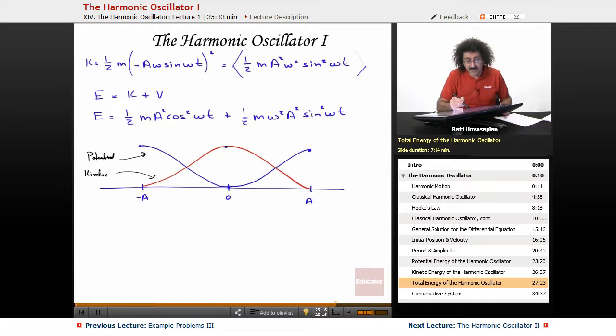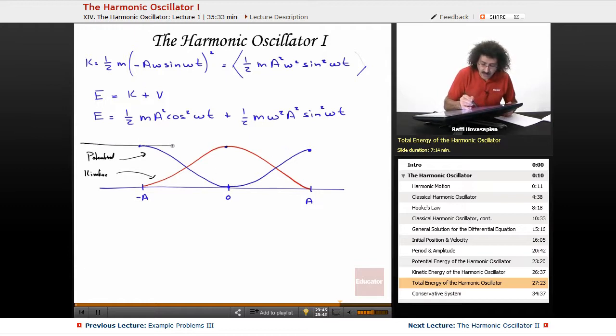As it passes through the equilibrium position, x is 0. Therefore, the potential energy is 0. However, the kinetic energy is at its maximum. And then it starts to slow down. As it passes through the equilibrium position, it starts to go towards the negative. It's going to start to slow down. So the kinetic energy is going to drop down to 0, and the potential energy is going to rise to its maximum. Back and forth, back and forth.